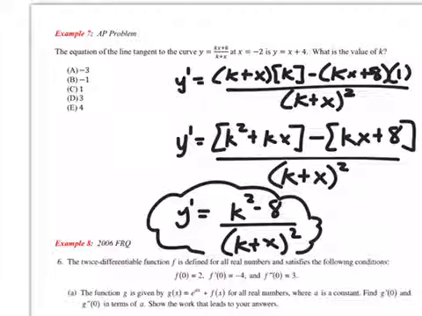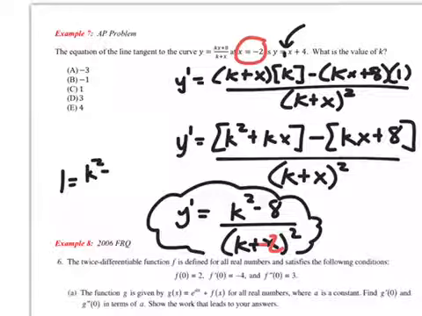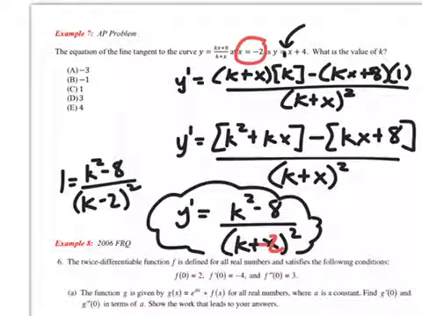Now what we want is when x equals negative 2, we want our slope to be what? We want our slope to be 1. So we want y prime to equal 1. So if y prime equals 1, we get k minus 2 squared. We could get that to equal 1 if we cross multiply.